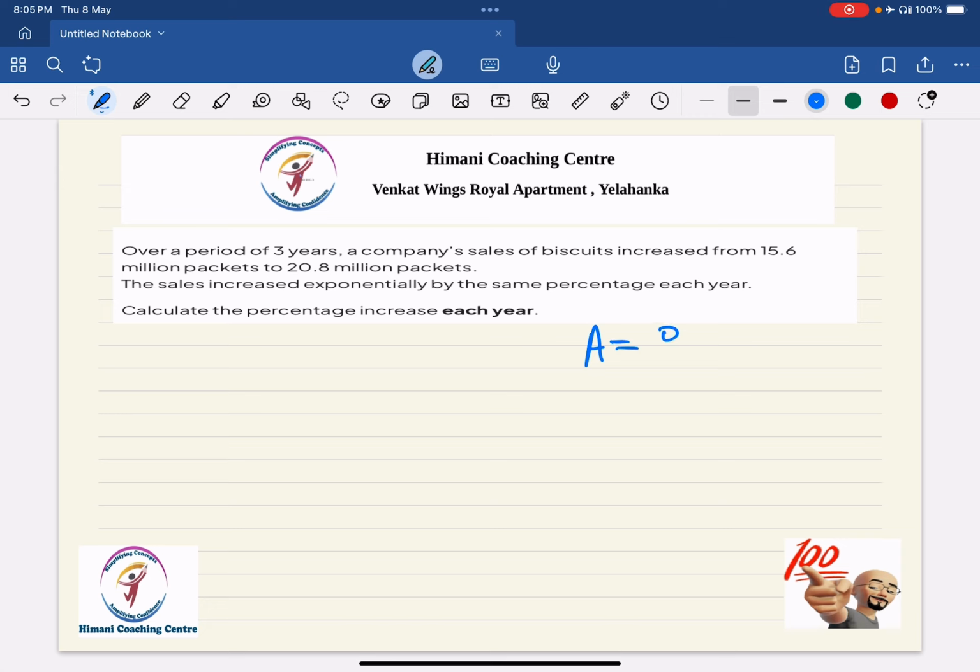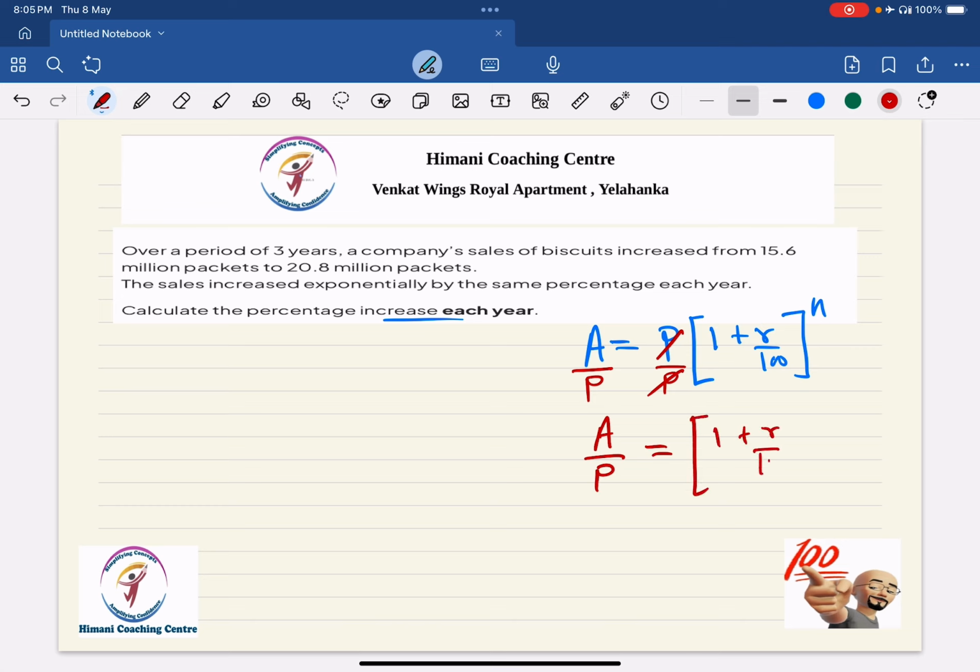We are going to use the compound interest formula that A equals P times (1 plus R by 100) to the power n. Since we have to find R, we have to make R the subject. So let us divide both sides by P. So we get A by P equals (1 plus R over 100) to the power n.